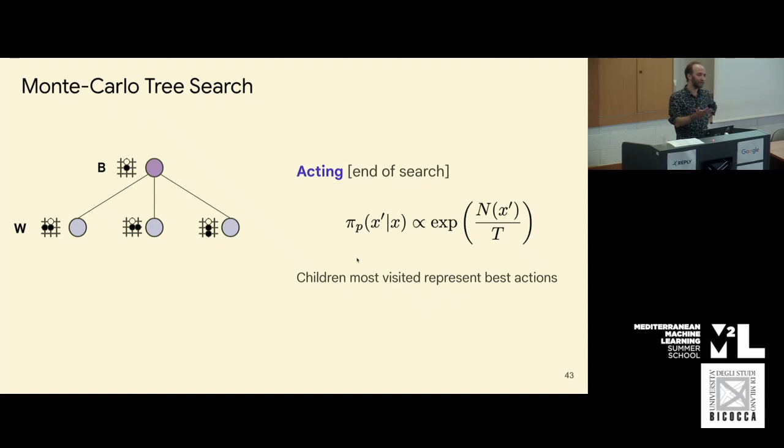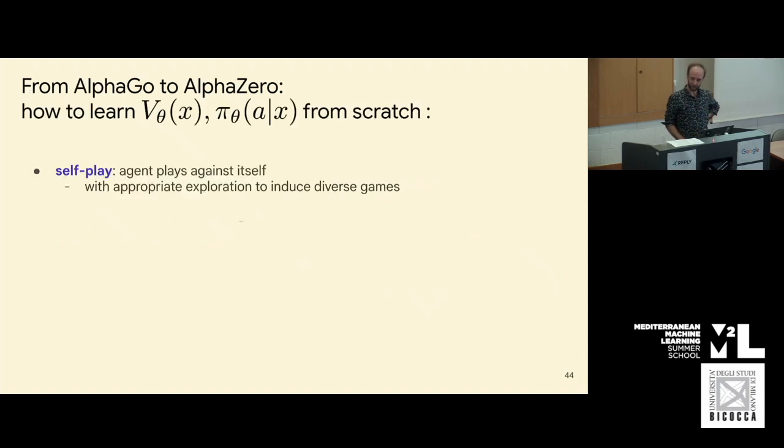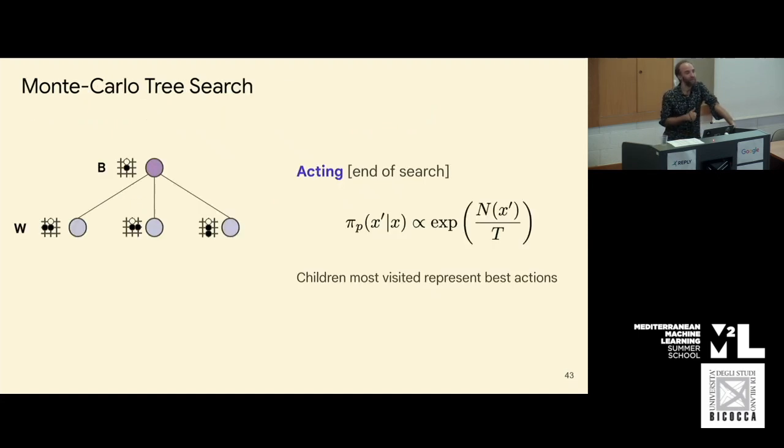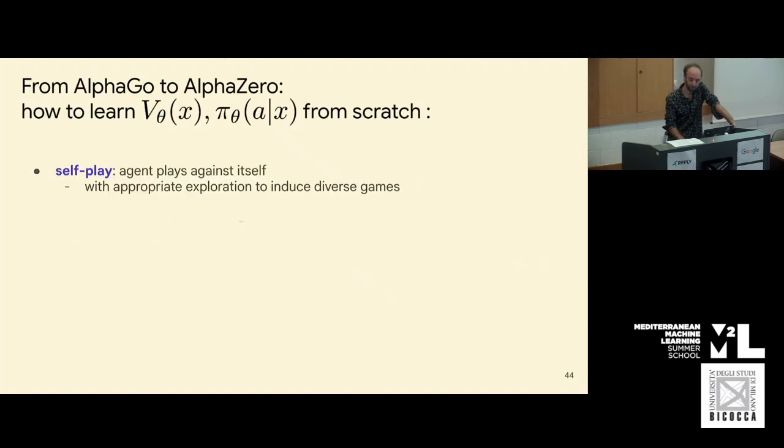It's only computed at the end of the search. So unlike the value posterior, which is updated throughout the search, this is computed just at the end. All right, so this is AlphaGo. In AlphaGo, the policy prior was learned by imitating human data. How can we do this without any human data? Entirely by self-play. So how do we go from AlphaGo to AlphaZero?